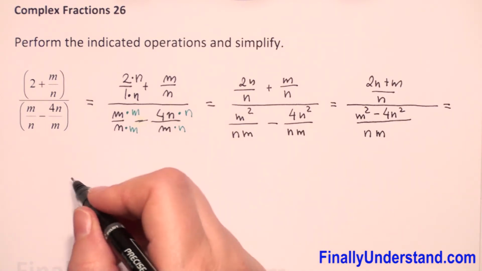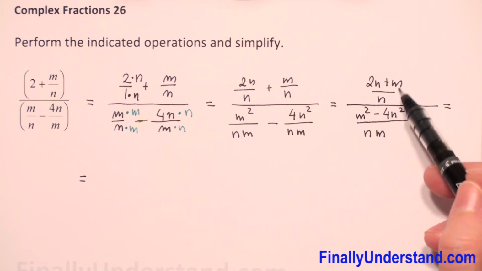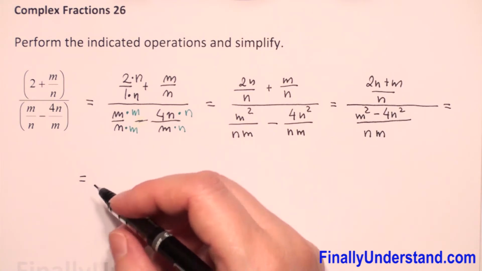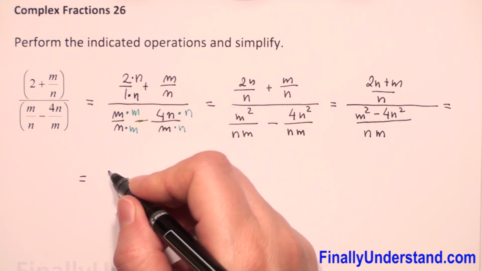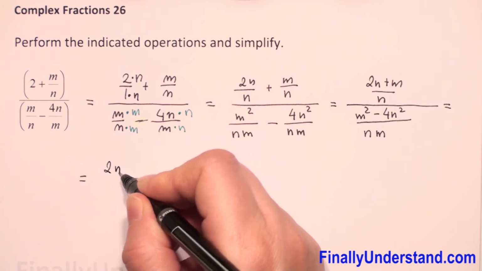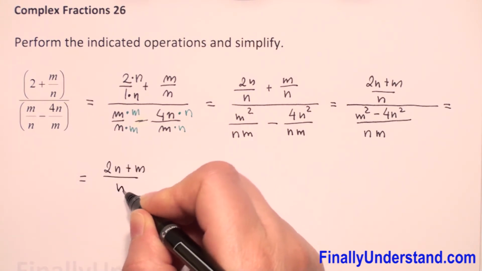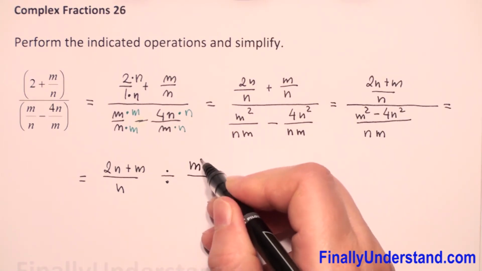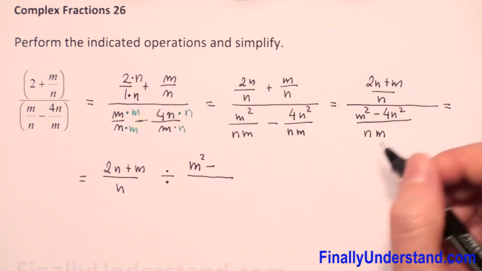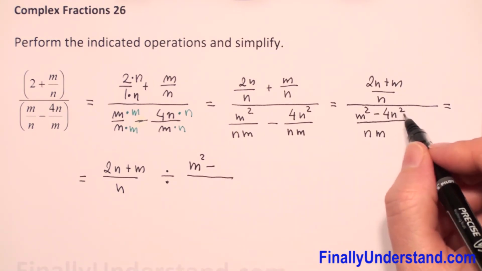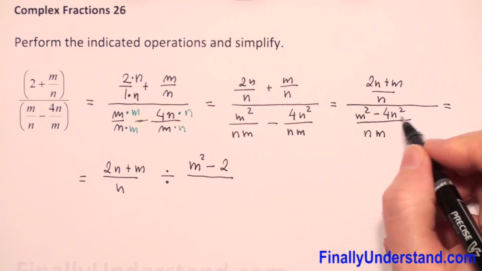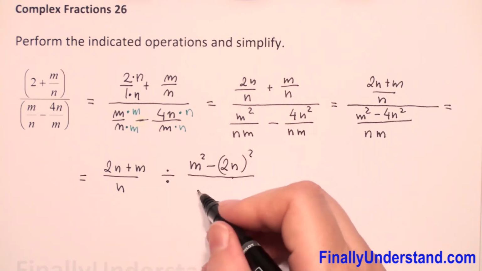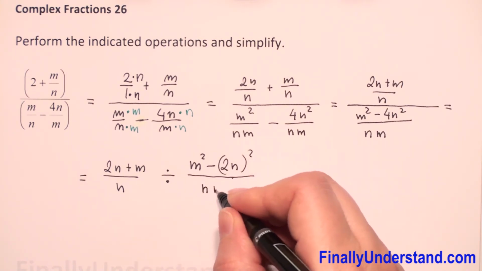So this is equal. Now, because we cannot do anything in the numerator and in the denominator, we will change this fraction bar to division. Because a fraction bar means division, we have 2n plus m over n divided by m squared minus 2n squared. So I can rewrite that this is 4n squared, but this is 2n to the second power, over nm.